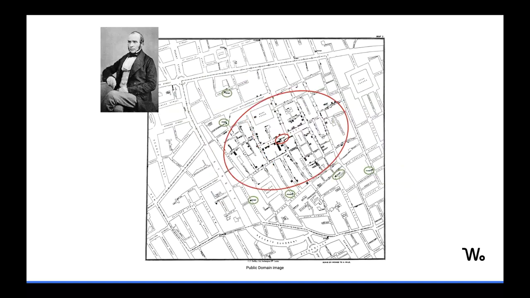Based on the geographical placement of registered deaths, John Snow and his team were able to pinpoint the source of the outbreak to be a water pump at the geographical center of the registered deaths. Note that none of the other water pumps marked in green had any corresponding clusters of deaths around them.